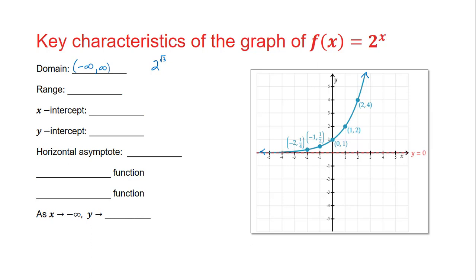The range, note that my graph is all above the x-axis, so that means it is open parentheses 0 to infinity, close parentheses. Do I have an x-intercept? No, because the graph never crosses the x-axis. My y-intercept is the point 0, 1. The horizontal asymptote, remember that is always an equation of a horizontal line, which is y equals 0. And then one more thing I know about this function is that as I move from left to right, notice that my graph is increasing or rising, so we can say this is an increasing function.